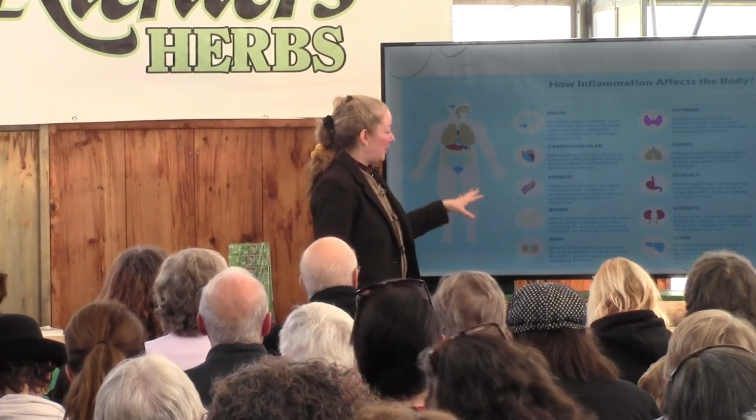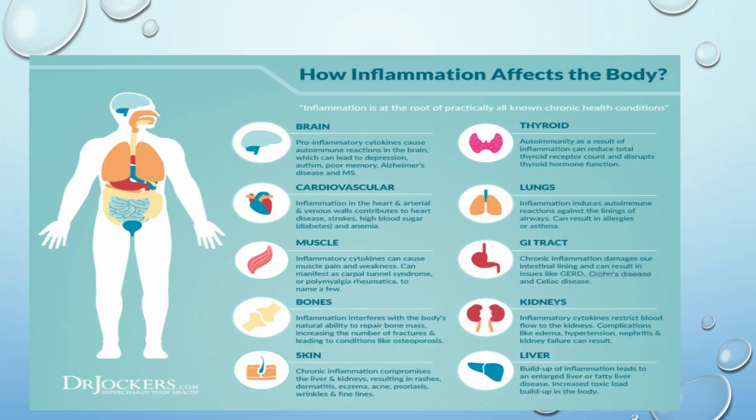We feel inflammation in our muscles. People sometimes have fibromyalgia, chronic pain. Can also manifest as carpal tunnel syndrome. In the bones, we can have inflammation or an accumulation of fluids, and eventually we can feel rheumatoid pain or osteoarthritis. In the skin, chronic inflammation can lead to eczema, psoriasis, acne and boils.